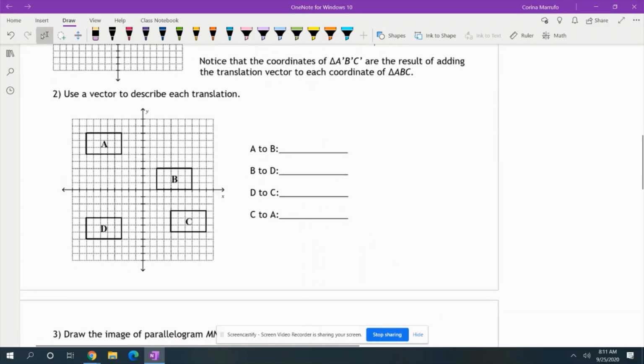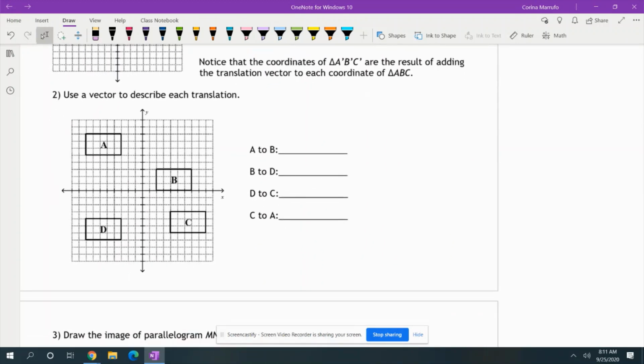So on this one, it says use a vector to describe each translation. This one is saying we're going to go from A to B. What is a vector? First, we have to give the x value, which is the horizontal translation. I'm going to pick the bottom right corner of A, and then the bottom right corner of B. For the horizontal translation, I'm going to count how many units to the right: 1, 2, 3, 4, 5, 6, 7, 8, 9, and 10. Since I moved 10 units to the right, it's going to be 10, comma.